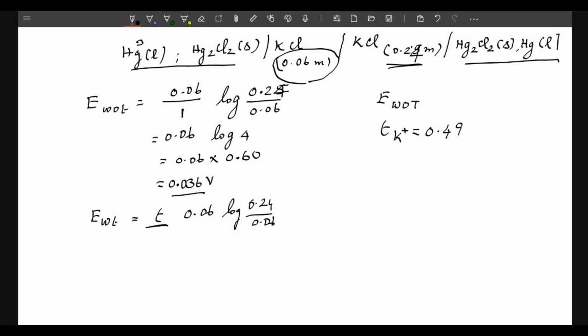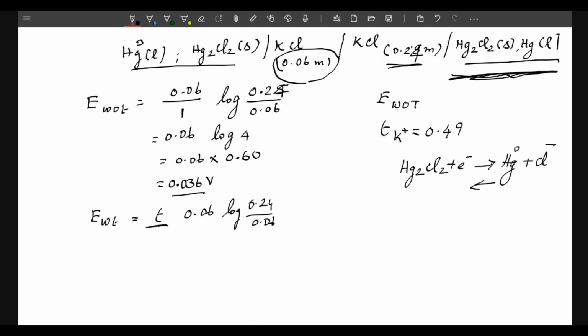The transport number: two tags will be T plus, the transport number of the cation, and T minus, the transport number of the anion. Whether you have to put it as T plus or T minus, for that we have to see the electrode reaction, the end electrode reaction. Here what happened? Mercurous chloride will take the electron, forming mercury, and chloride ion would be formed.